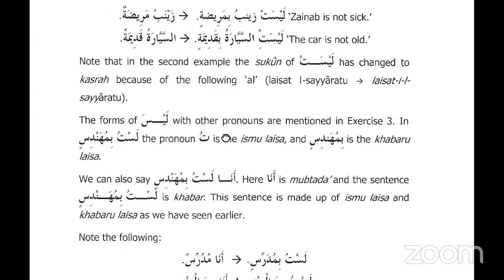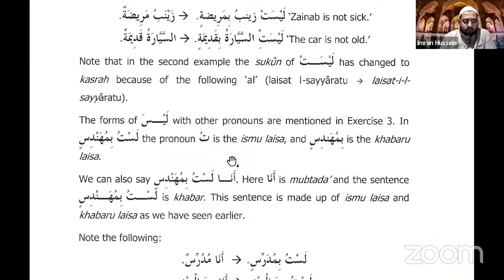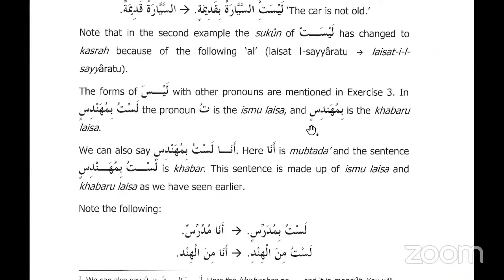Note that in the second example, the sukoon of laysat has changed to kasra because of the following. Laysat as-sayyaratu becomes laysat-is-sayyaratu. The form of laysa with other pronouns is mentioned in exercise 3. In lastu bi muhandasin, the pronoun tu is the ismu laysa and bi muhandasin is the khabar of laysa.